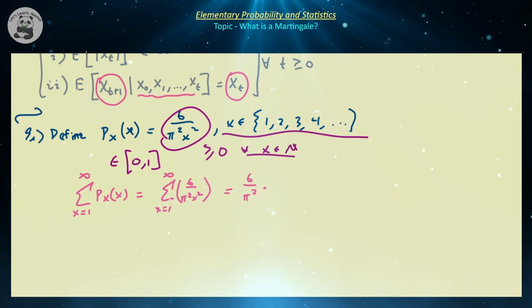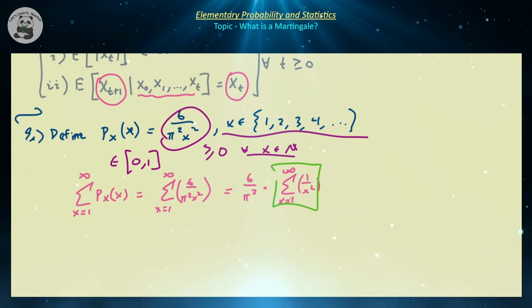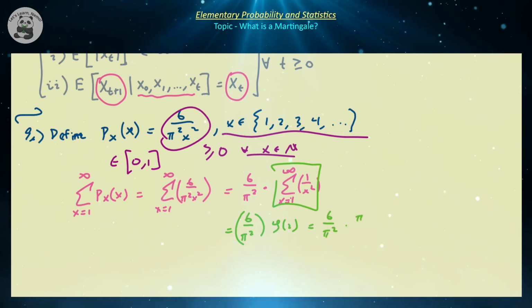So we have 6 over pi squared times the sum from x equals 1 to infinity of 1 over x squared. And obviously what we see here is just the Riemann zeta function evaluated at 2. So we can write that as 6 divided by pi squared times zeta of 2. And you probably already know the value of zeta 2: it's pi squared over 6. So we have pi squared over 6 times its reciprocal, and that's obviously equal to 1. So we have the first property there and the second property there.